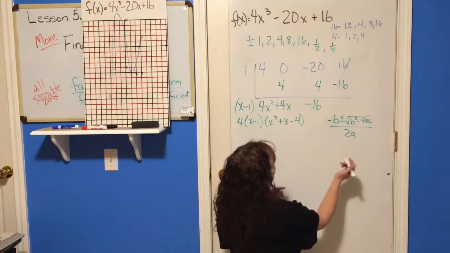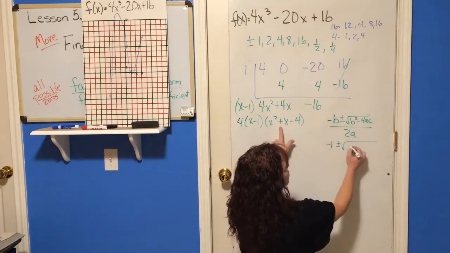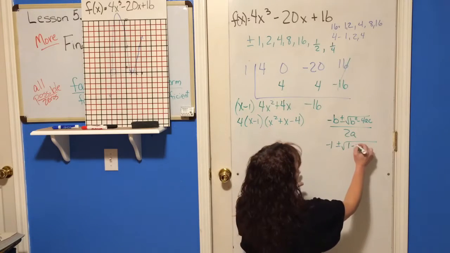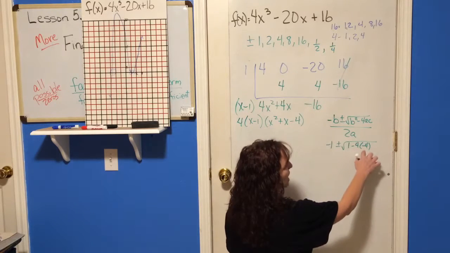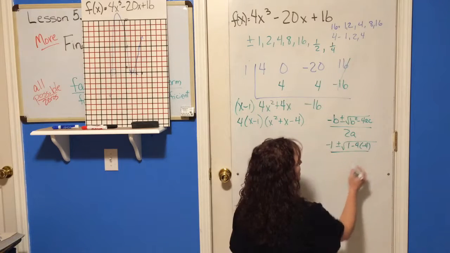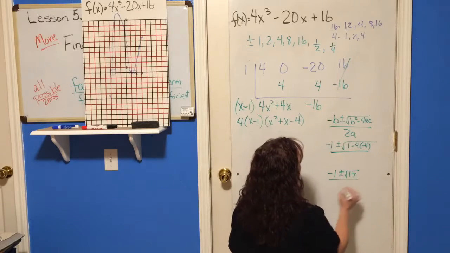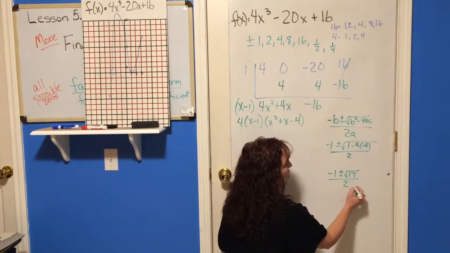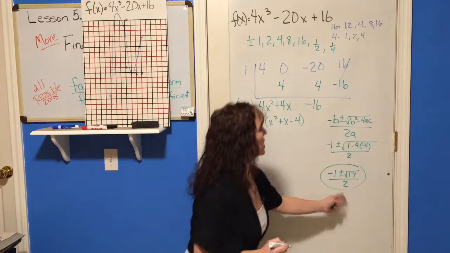All right, so negative 1 plus or minus the square root of b squared is just 1, minus 4 times a is 1, times c is negative 4. So negative 4 times a negative 4 is a positive 16, plus 1 is 17. So negative 1 plus or minus the square root of 17 all over 2 times a is 2. So these are our other 2 zeros.